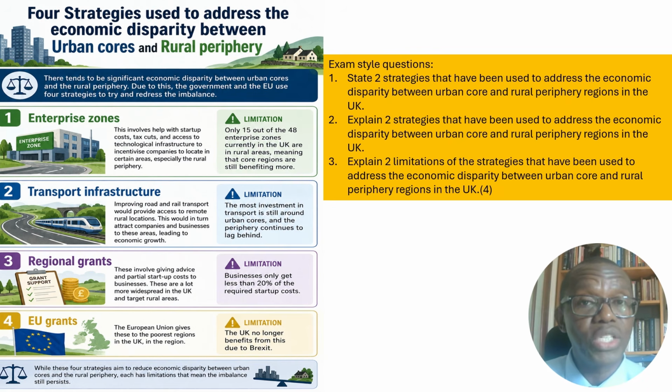Then the second strategy is transport infrastructure. Now, improving road and rail transport would provide access to remote rural locations. This would in turn attract companies and businesses to locate in these areas, leading to economic growth. Obviously, it goes without saying that if you improve the transport infrastructure, those remote places are going to be a lot more accessible. And with that accessibility, you can attract businesses and TNCs to come in and invest.